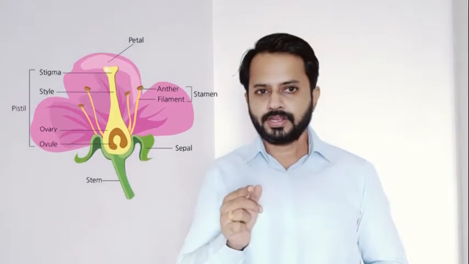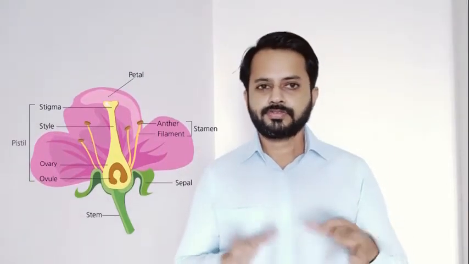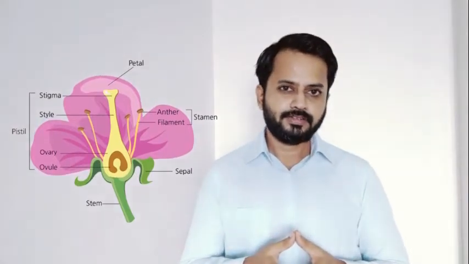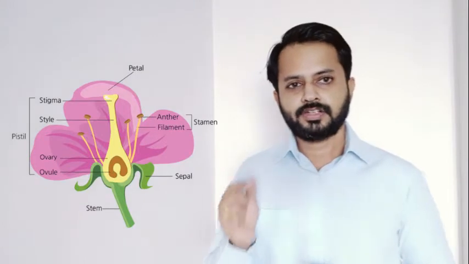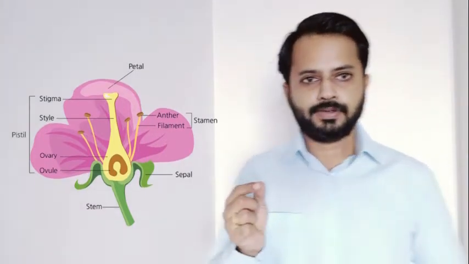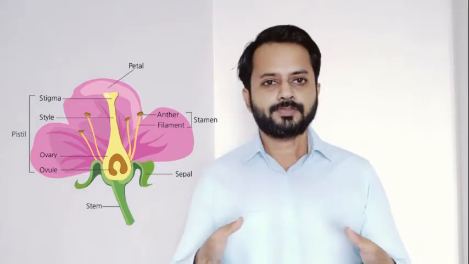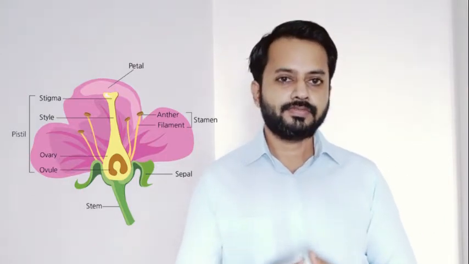As we have discussed, the journey of pollen grains from anther to stigma and formation of zygote in the ovary, this process is pollination, right? So pollen grains travel from the anther, which is the male part, and go to the stigma, which is the female part. And this process is pollination in flowers.